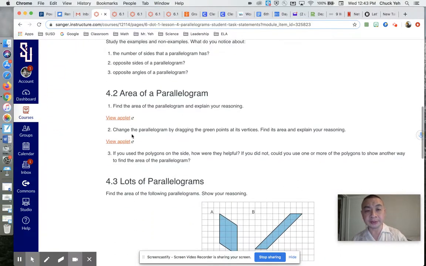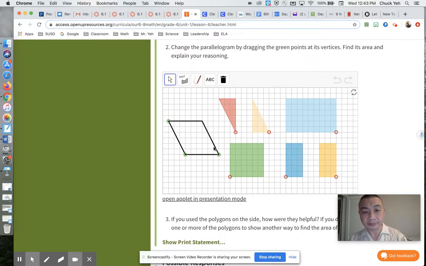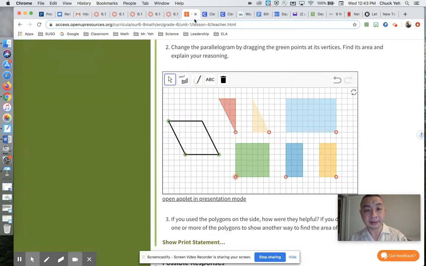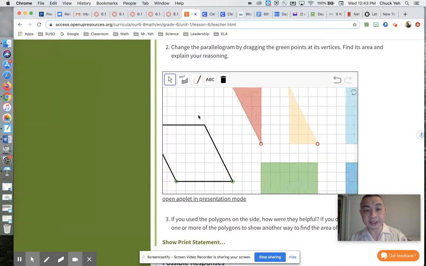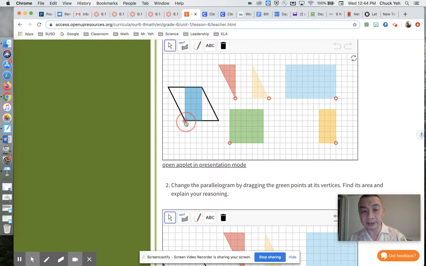On 4.2, on your iPad, go to the applet. If you go to the applet, it'll look like this, and then you can play around with it. You're only doing 1 and 2. You're not doing number 3. Find the area of the parallelogram and explain your reasoning. So here's the parallelogram, and then find the area. Once you're ready, you can play the video. So pause it and then try to figure it out on your own.